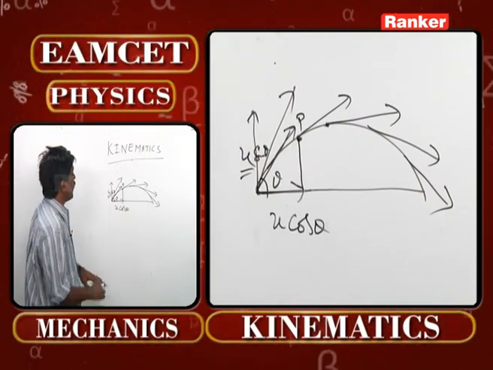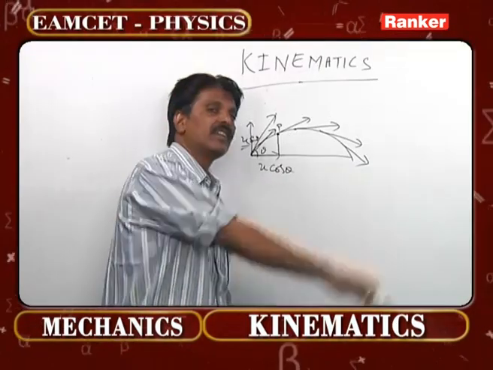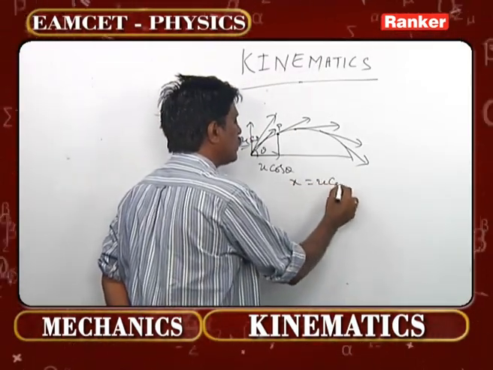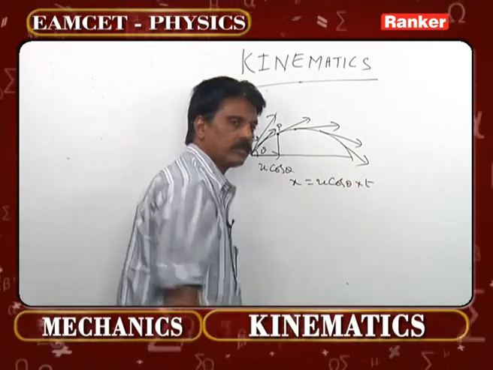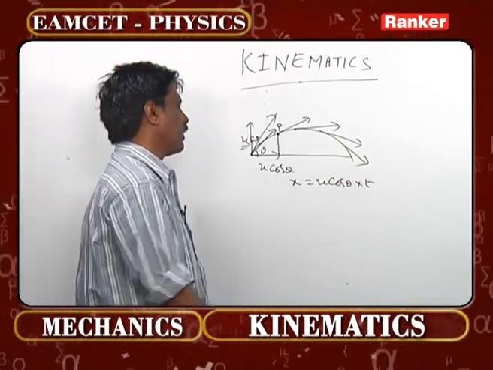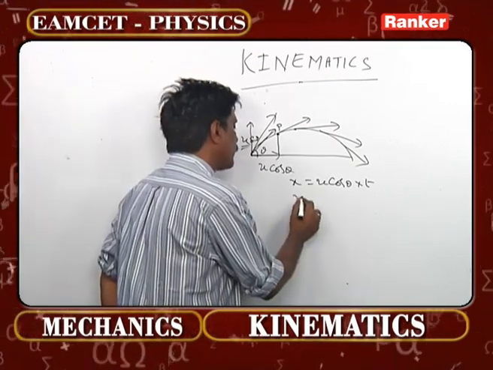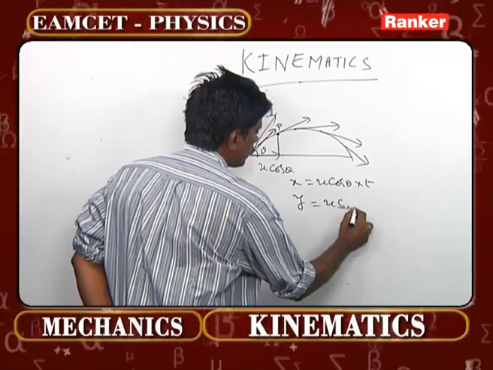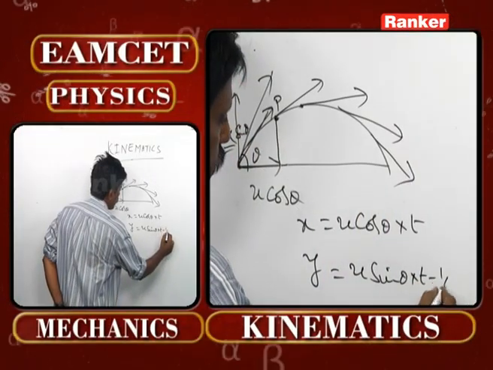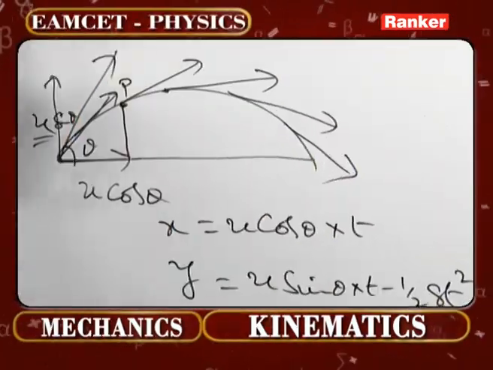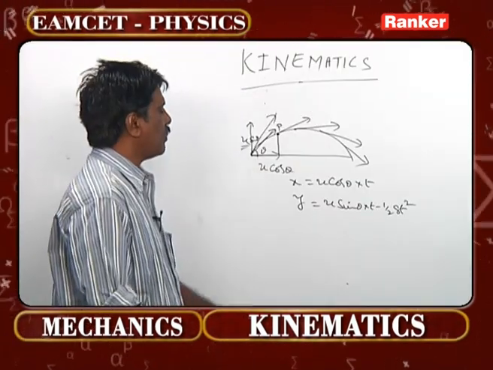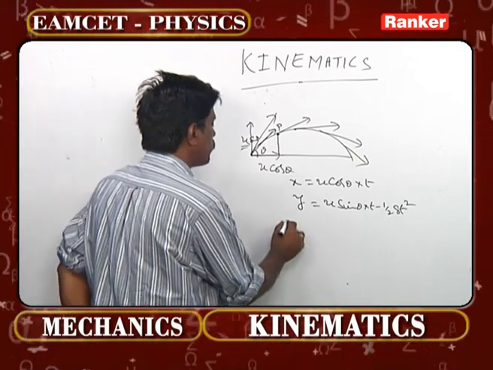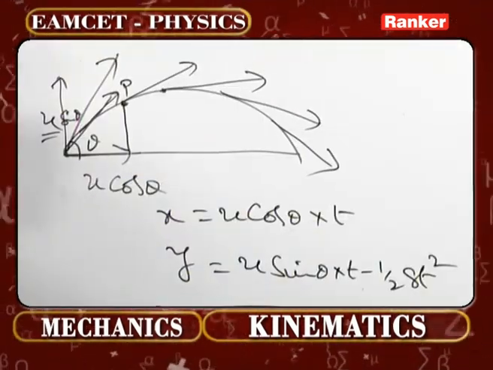So, at any instant of time, if you want to find the displacement in the horizontal direction for a projectile, x is equal to u cos theta into t, because there is no acceleration or retardation. In the vertical direction, if you want to find displacement at any instant, y is equal to u sin theta into t minus half gt square. This will give you displacement in the vertical direction. Net displacement, if you want, you have to apply the earlier formula.